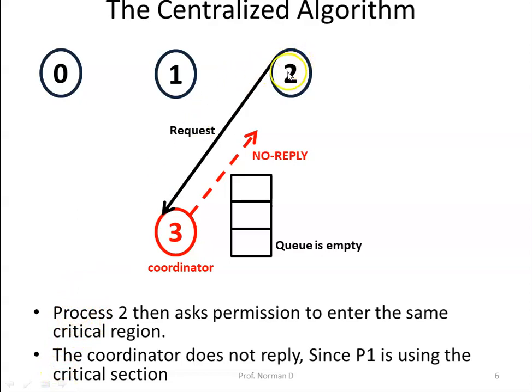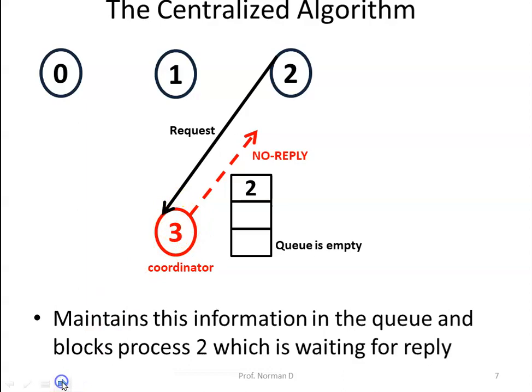Meanwhile, process 2 asks the coordinator for permission to enter the same critical region. In this case, the coordinator won't reply to the process, since process 1 is already making use of the critical section. But it will maintain this information in the queue that process 2 has requested to enter the critical region. In this case, process 2 will be blocked and is waiting for a reply.